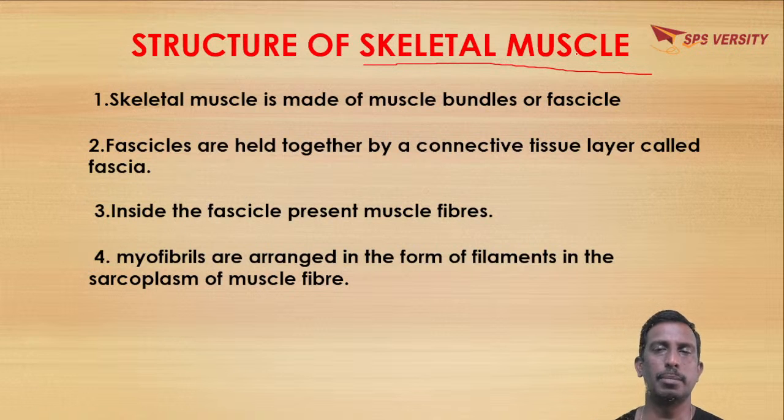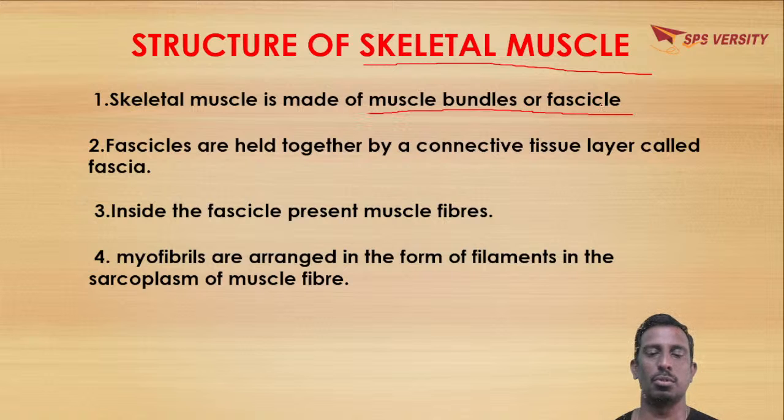Why? Because skeletal muscles are associated with movement, the locomotion, which are associated with the skeletal system. So skeletal muscles are made up of muscle bundles. These muscle bundles are also called fascicles. And there are many muscle bundles in a skeletal muscle. And these fascicles are held by fascia.